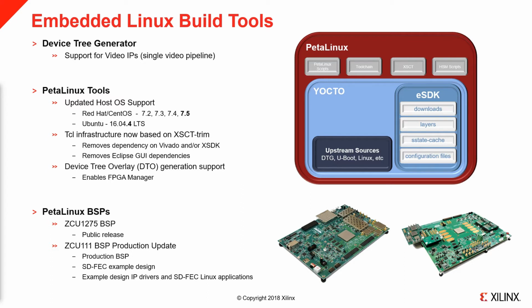Next, we have made some changes with the Tcl engine that drives the PetaLinux tools. We have introduced a new version of XSCT called XSCT Trim, which is independent of both Vivado and XSDK. By using this version of XSCT, we have accomplished two goals. One, users can now install PetaLinux by itself without dependencies on other Xilinx tools. Two, the tools no longer have any dependency on the Eclipse GUI engine. This change allows PetaLinux to run properly in pure terminal environments, such as when connecting over a remote login.